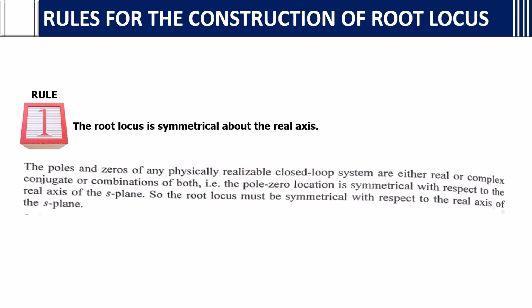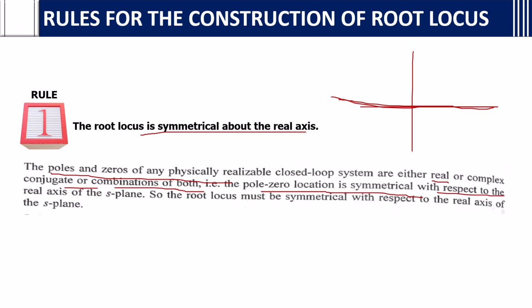First rule: the root locus is symmetrical about the real axis. What is the real axis? This is the real axis and this is the imaginary axis. The root locus will be symmetric along the real axis. The poles and zeros of any physically realizable closed loop system are either real or complex conjugate or combinations of both. That is, the pole zero location is symmetrical with respect to the real axis of the S-plane. So the root locus must be symmetrical with respect to the real axis of the S-plane.